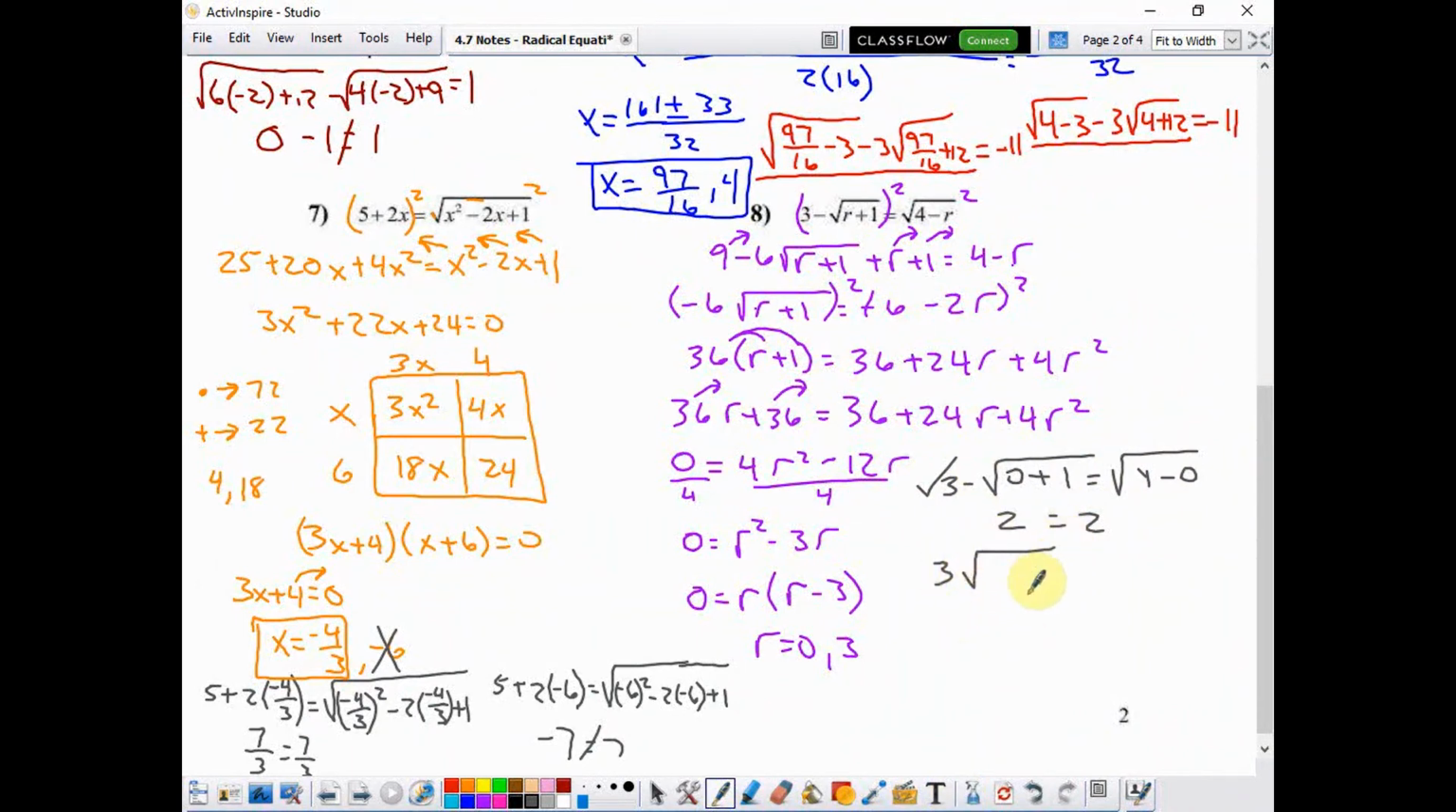3 minus the square root of 3 plus 1 should equal square root of 4 minus 3. 3 minus the square root of 4, 3 minus 2 is 1. And the square root of 1 is 1. That solution checks out. Both of my solutions are valid.